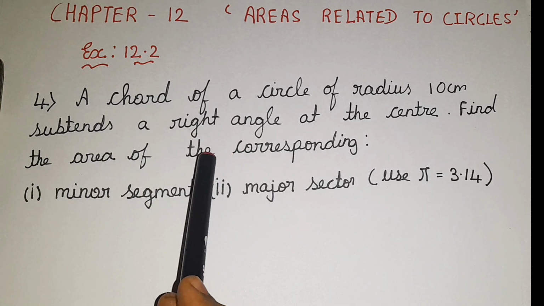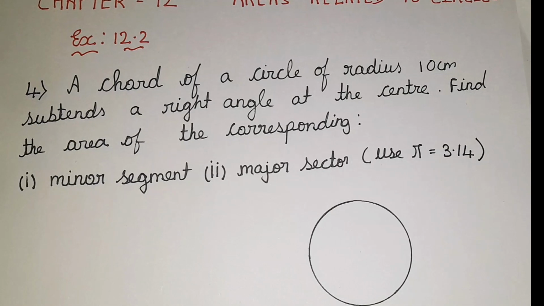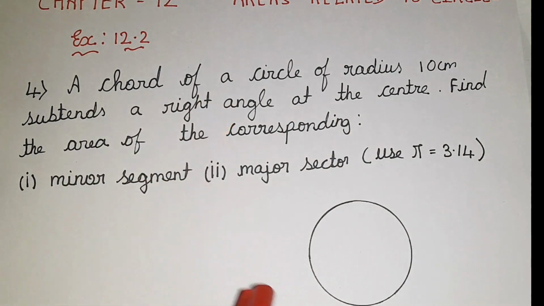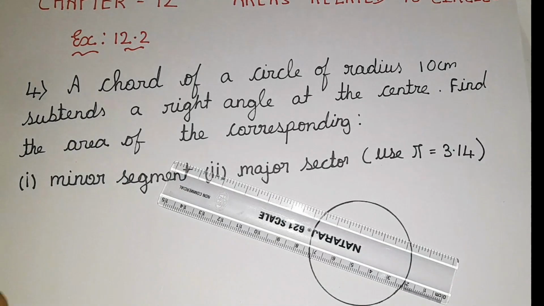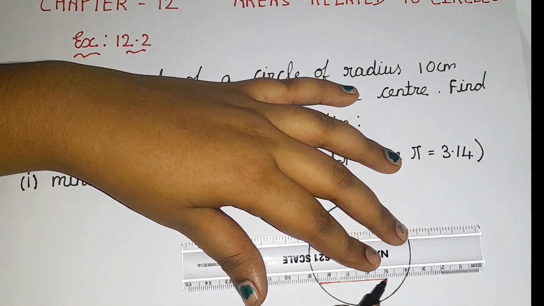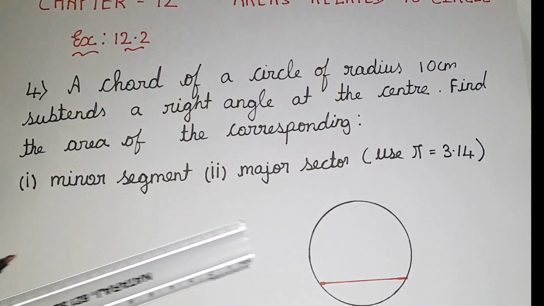Alright guys, now let us draw a circle to understand. So here we have a circle. According to the question, we have a chord in a circle. Since they mentioned chord, let us draw a chord. So this is the chord of the circle. Remember guys, this is the chord of the circle.